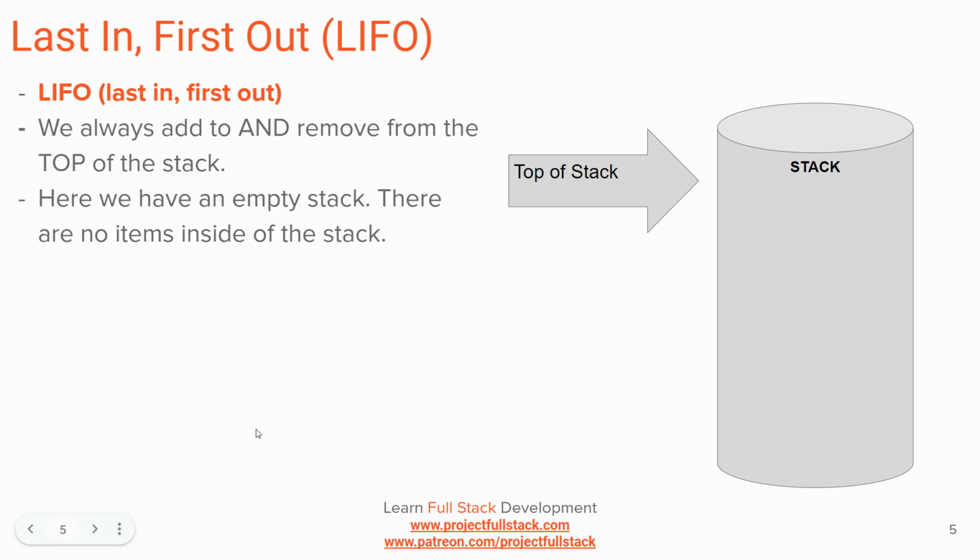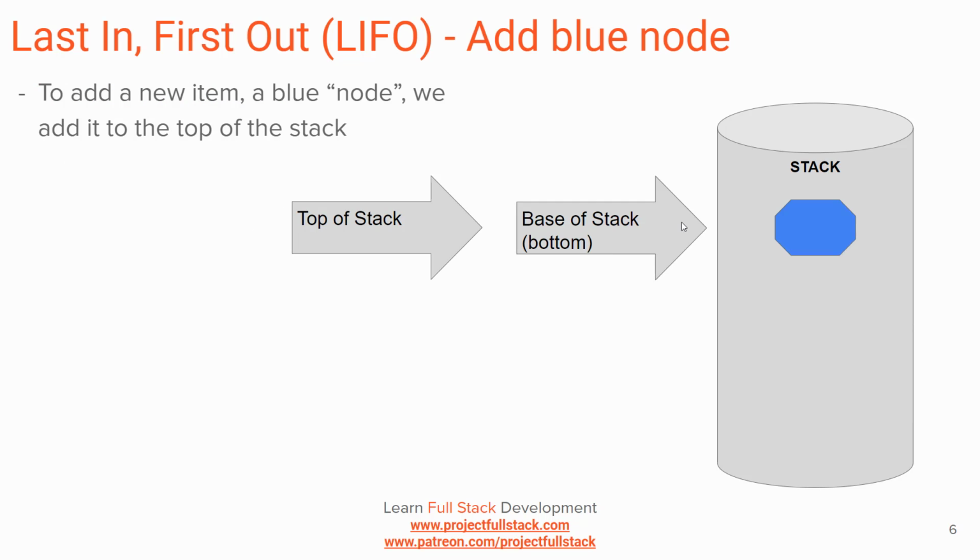All right, so here's how it works. Last in, first out. You always add to and remove from the top of the stack. This is my little diagram that represents a stack in memory. I've got the top of the stack. Right now this thing's empty. There's nothing in there. If I want to add something, such as this little blue node, we put it at the top of the stack. So I have this little pointer here, saying, hey, this is the top of the stack.